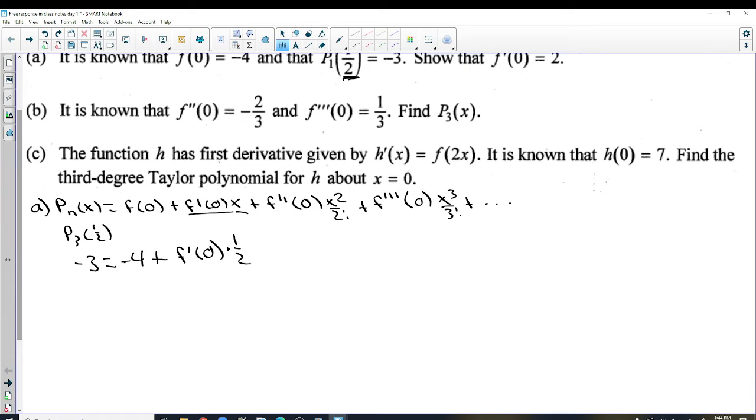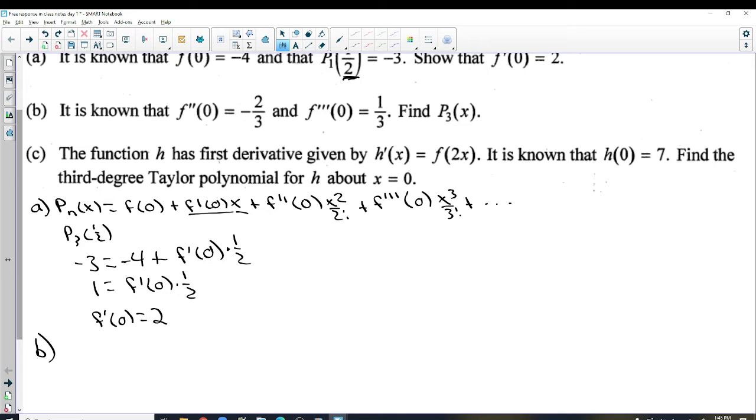So that's a negative 4. We add 4, which is 1. That's f prime of 0 times 1 half, and then multiply by 2. So f prime of 0 is equal to 2, and we've built the polynomial, and we showed at least 2 steps. We added the 4 and we multiplied by 2. There it is. That's it. The tough part of that is knowing what to do. Of course, adding 4 and multiplying by 2 is the easy part. All right, part B should be pretty straightforward for you.